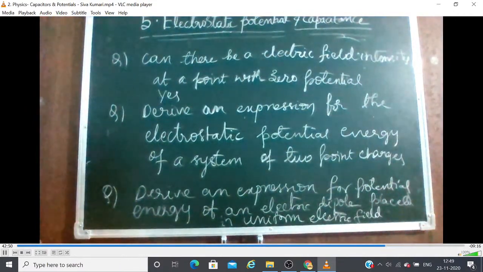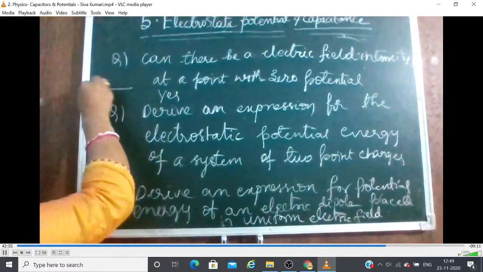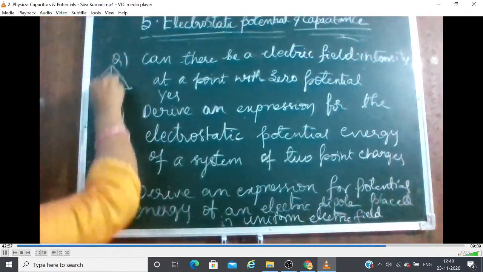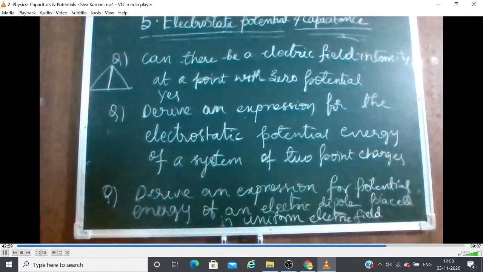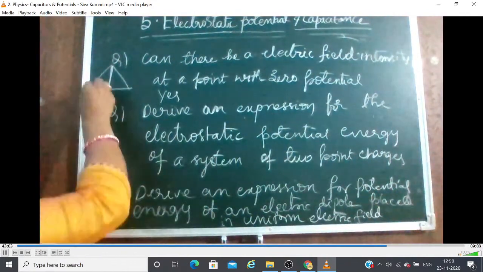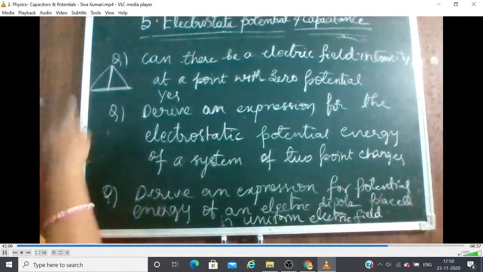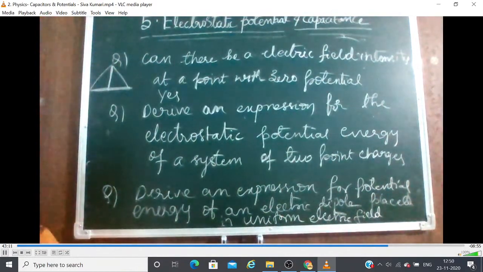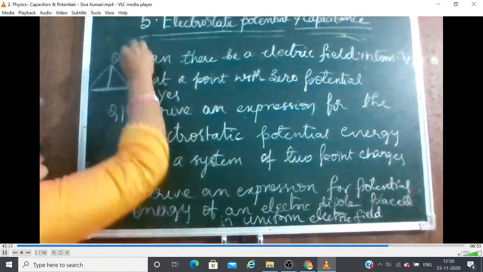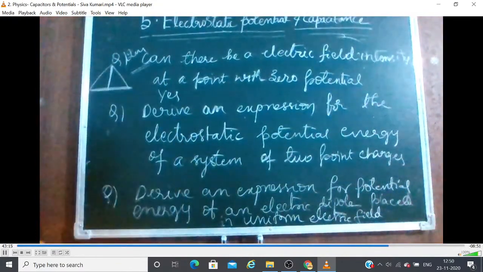Then you can prove that on the equatorial line of a dipole it will have zero potential. On the radial line we can calculate the potential for that electric dipole, but equatorially it will have zero potential. This is for a 2 marks question. This one is a 2 marks question.